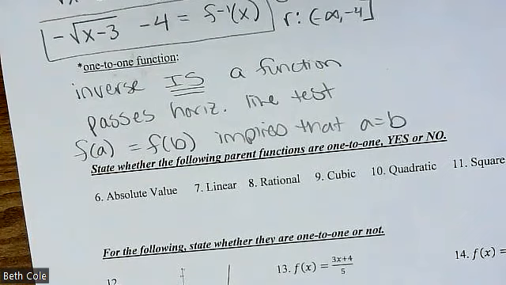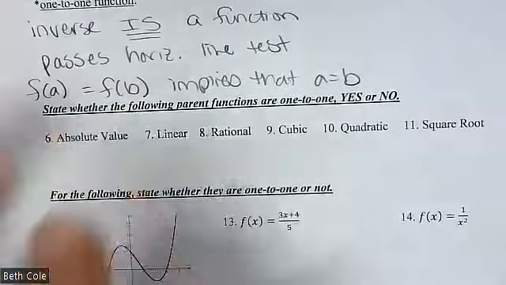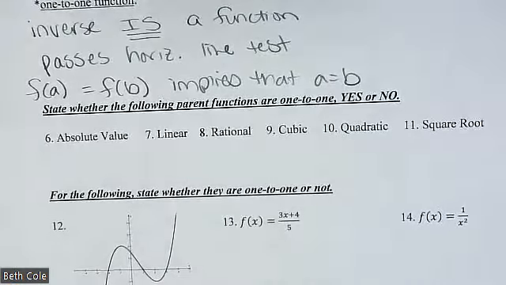So for 6 through 11, I don't want to actually graph those. I want us to just use our imagination. We're going to do the parent function. When I say parent function, what does that mean? Perfect. That's what I was looking for. No transformations. Nothing's been done to it. It's still centered at 0. Okay. So imagine your absolute value graph centered at 0. It would look like this.